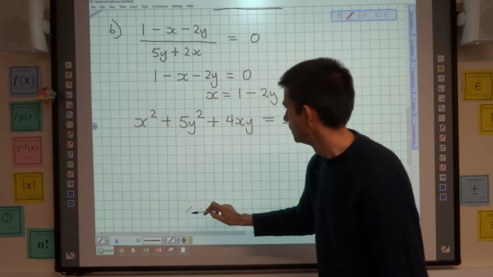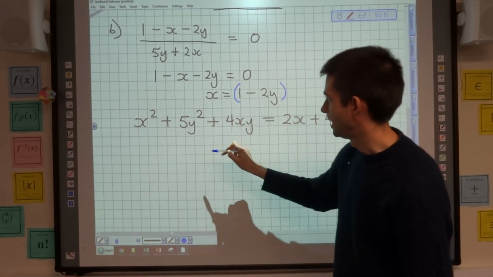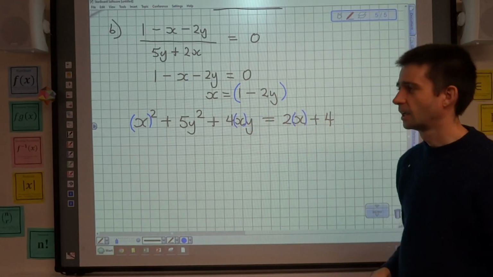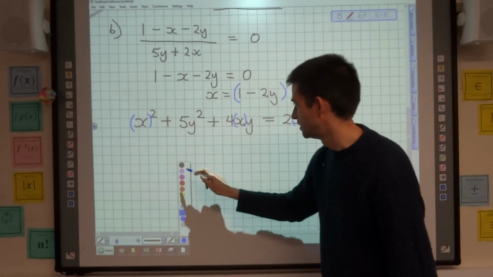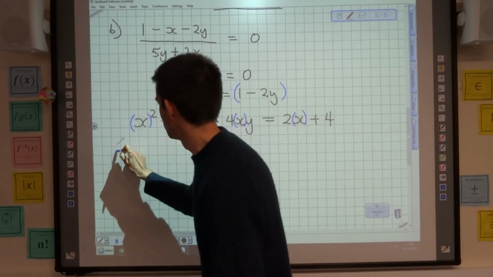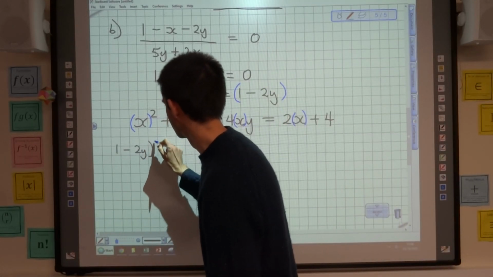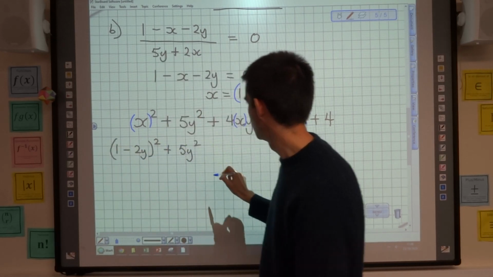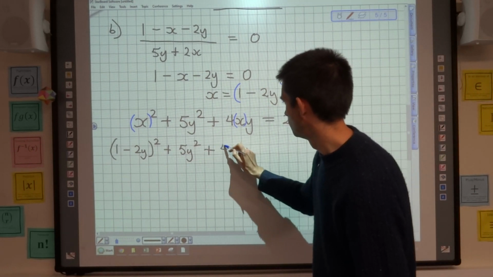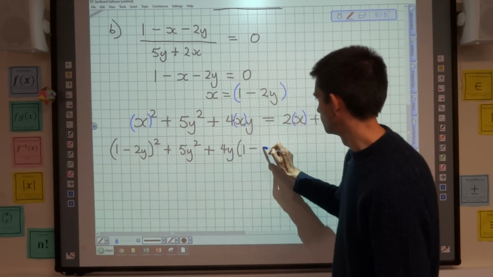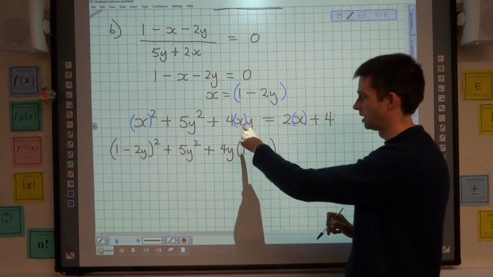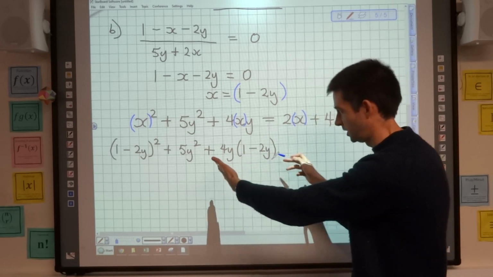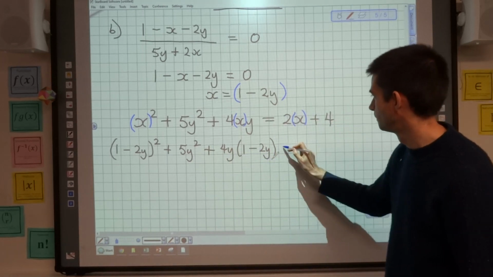So what I'm now going to do is substitute 1 minus 2y everywhere I see an x term in my original expression. So quite a lot of algebraic work here to do, but here we go. So (1 minus 2y) all squared plus 5y squared plus 4y, lots of (1 minus 2y). Now what I've done there is I've just put the 4y at the front and multiplied it by the x because we're more used to seeing brackets like this for expansion.